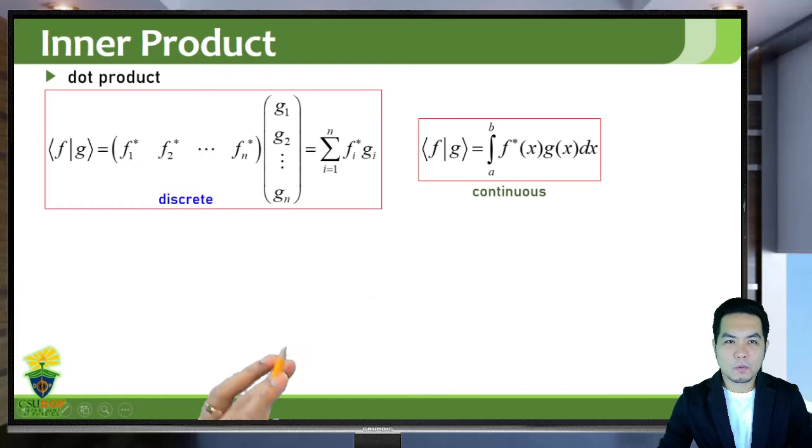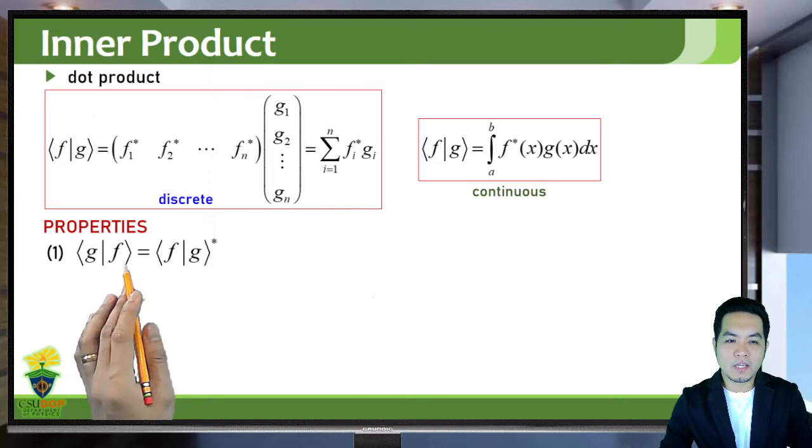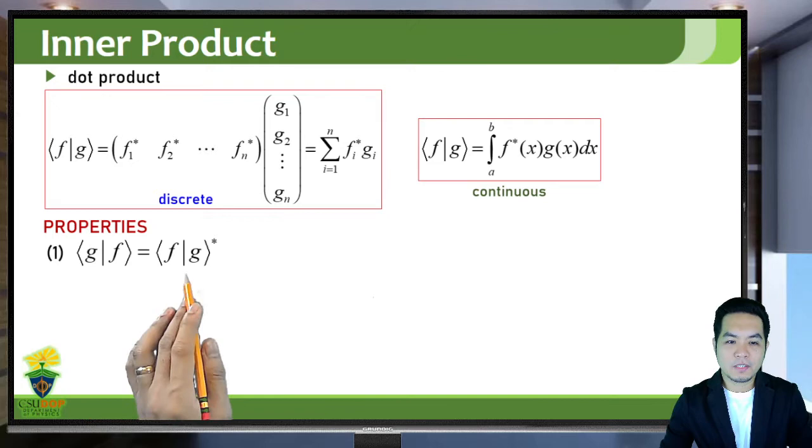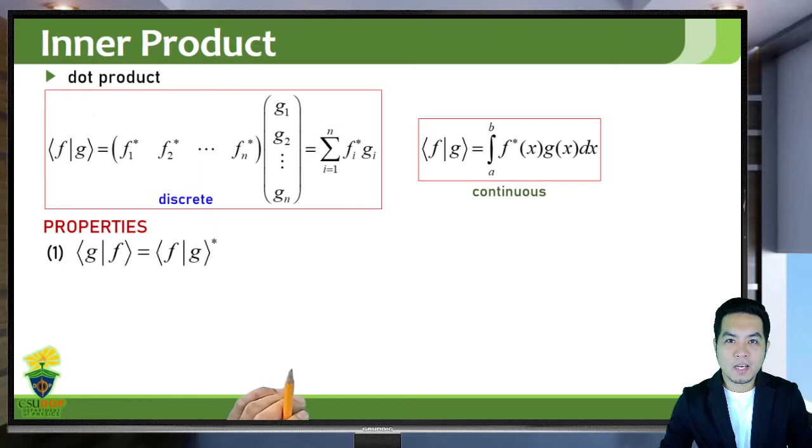So these are the two definitions of inner product. What are the properties of inner product? One, if you reverse the positions of your vectors, then the dot product between g and f is just the dot product of f and g conjugate. So if you reverse the operation, you need to take the conjugate.